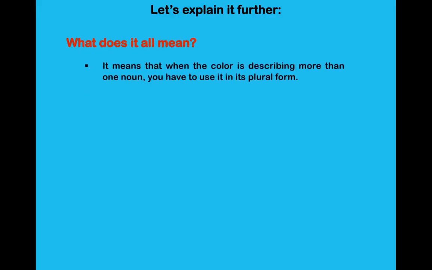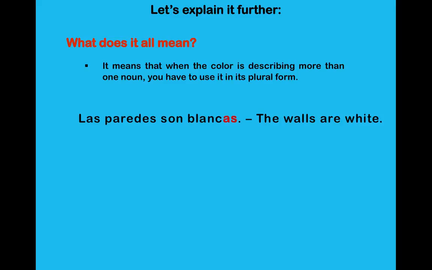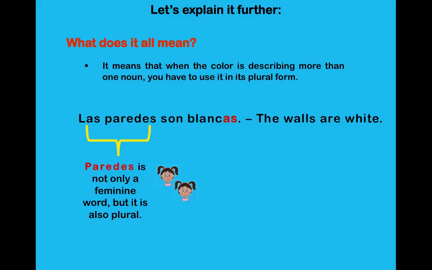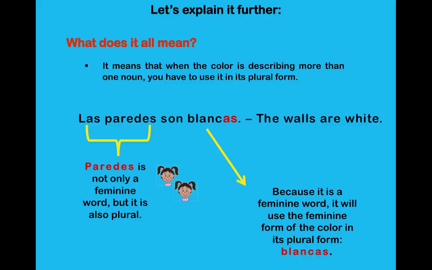What does it all mean? It means that when the color is describing more than one noun, you have to use it in its plural form. In the sentence, las paredes son blancas, the walls are white. Paredes is not only a feminine word, but it's also plural. So what happens with our color? Because it is a feminine word, it will use the feminine form of the color, and it will also use its plural form. So it will be blancas.